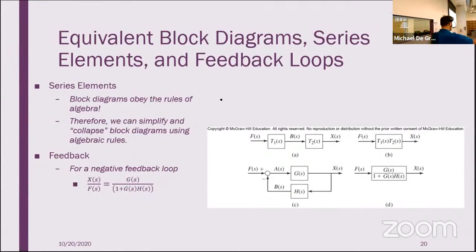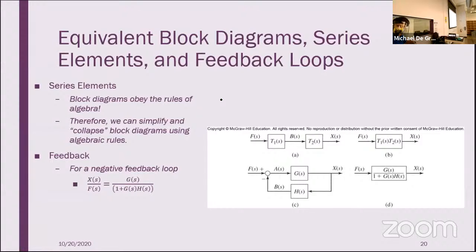Well, it turns out that if we have series block diagram elements, you just multiply them together. Okay? So if you've got some transfer function T1 of S and some other transfer function T2 of S, and both of those are in series, multiply T1 and T2 together. Done. Now you get T1 of S times T2 of S. This is going to allow us to collapse things that are in series into a single block, which cleans up our block diagrams.